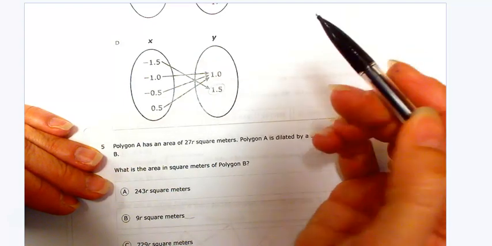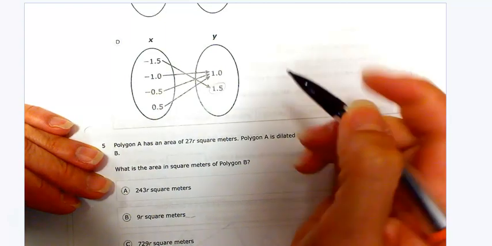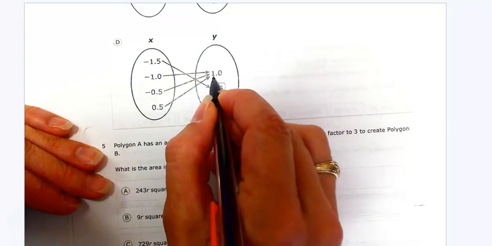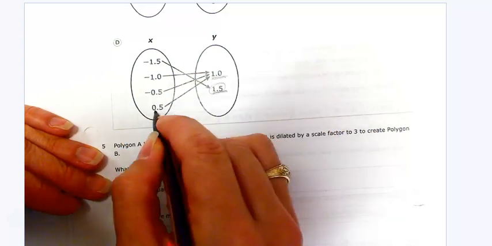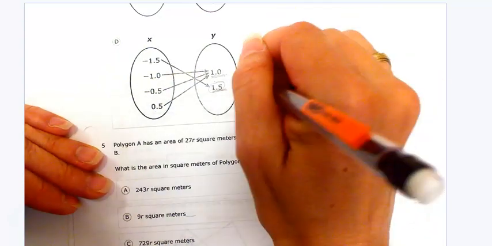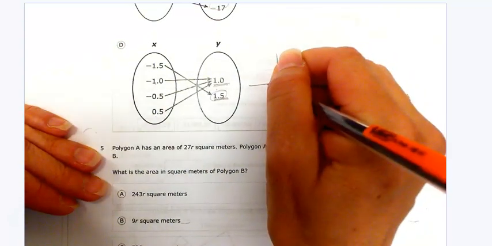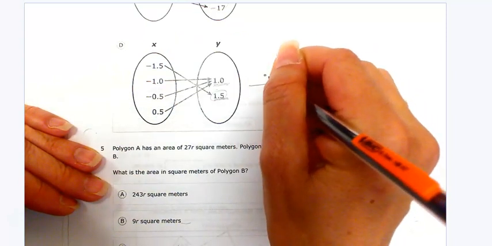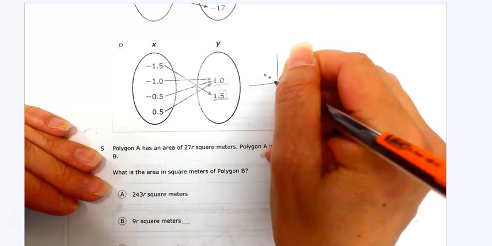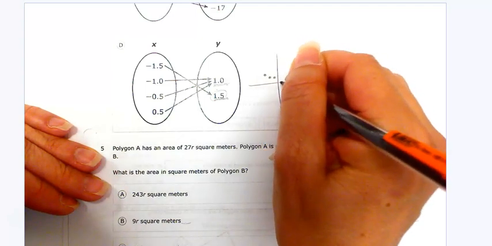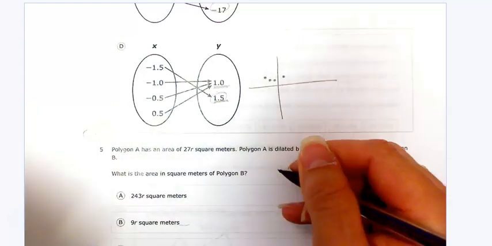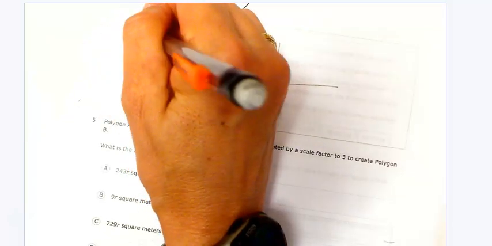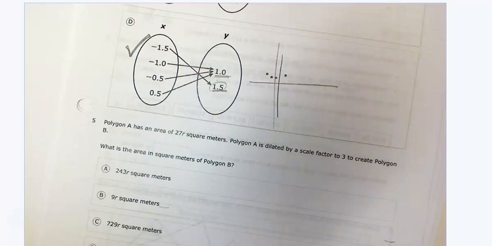that are generating 2 different y values, okay? This x is only generating 1. This one is generating this. This one is generating this. This one is generating this. In other words, if you graphed this, -1.5 and 1.5 would be like here. -1 and 1 would be like here. -0.5 and 1 would be here. 0.5 and 1.5 would be here. It's kind of a funny looking function, but it would pass the vertical line test. So this is your only one that's a function. Okay?